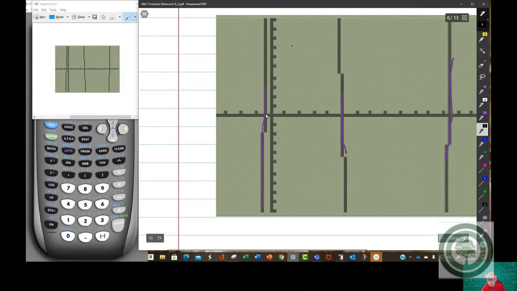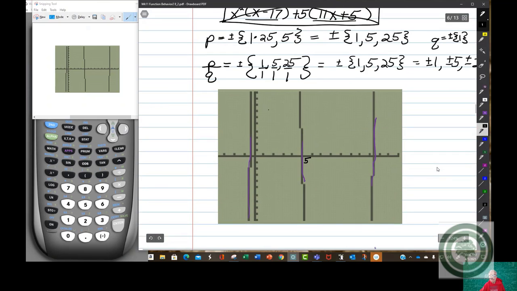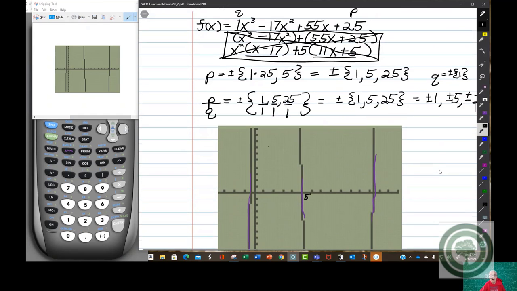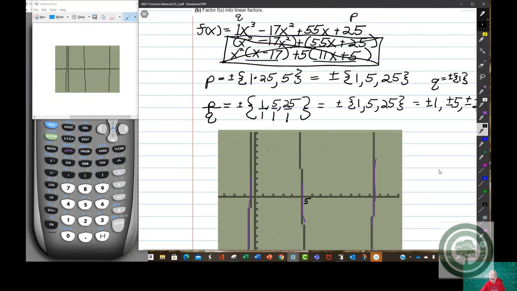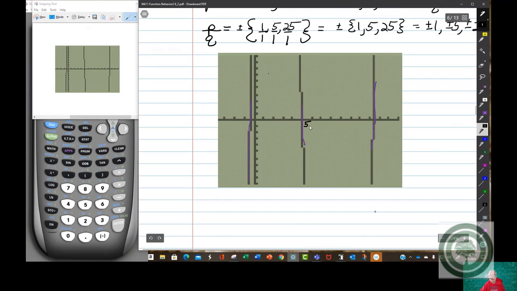Now, notice that this zero occurs between x equals zero and x equals one, which means at best it's a fraction. I can't guess it. The same thing here. This is between whatever two numbers those are. But this looks like it could be positive 5. Am I absolutely certain? No. But that's going to be my hypothesis, my educated guess, that 5 could be a zero of the function.